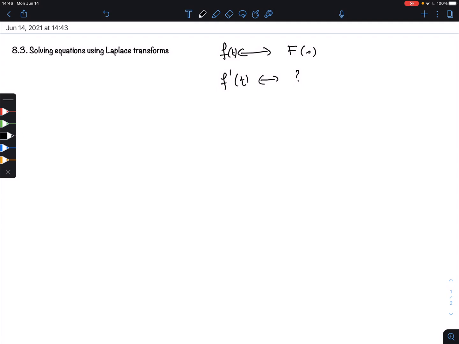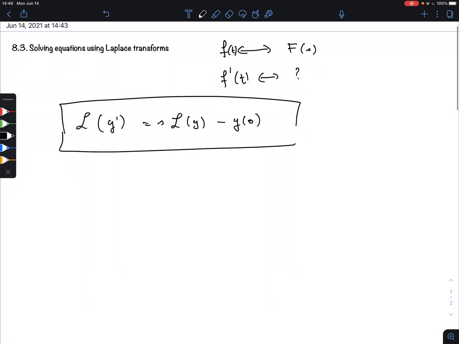I'm going to write it in terms of y, because that's how we're going to use it always. L{y'}, where y stands for the function f, is sL{y} minus y(0). So this is the Laplace transform of a derivative: you take the Laplace transform of the function, multiply it with s, and subtract the initial value at 0. And we will always have, in this section, the initial conditions at 0.